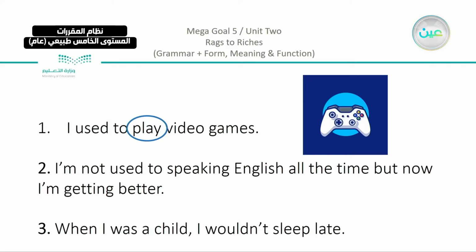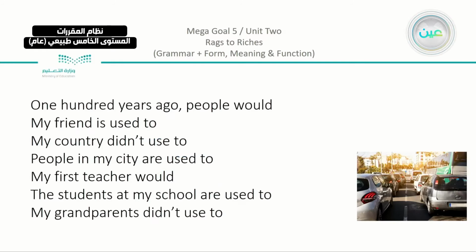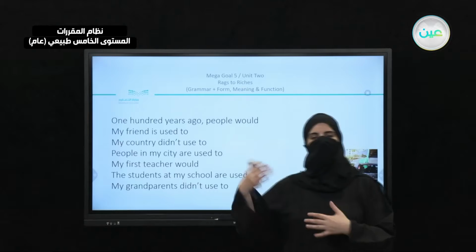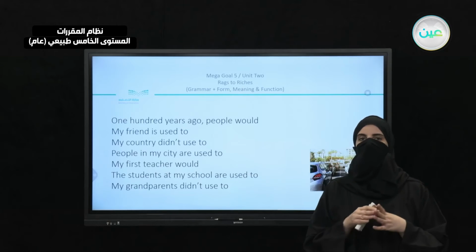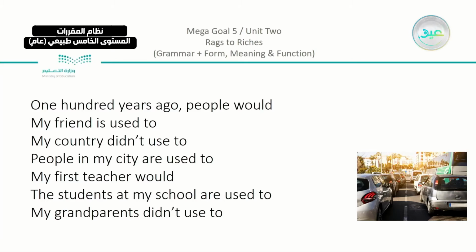Also we have, when I was a child, I wouldn't sleep late. We can see that we have wouldn't with sleep, which is in the base form. So this is speaking here, and here sleep. Now we're going to do the same thing with the other examples. We have, 100 years ago, people would, which means that we're going to take it from a personal point of view to other points, but we're going to use the same rules. First of all, 100 years ago, people would, for example, travel on animals.